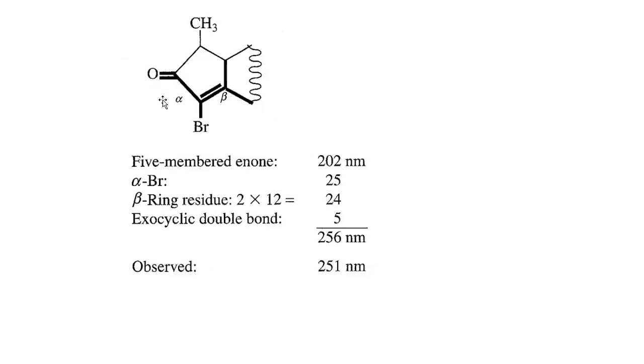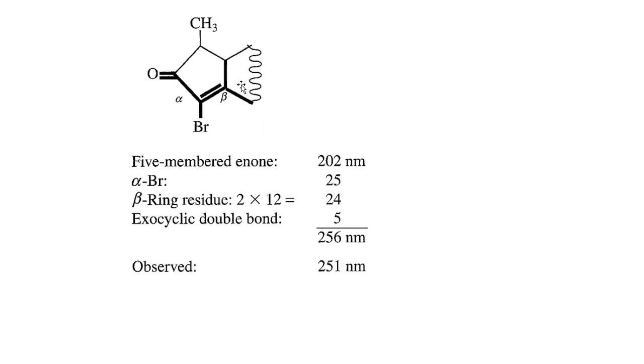Then see this example. It is a 5-membered cyclic enone. It is the alpha position, it is the beta position. You can see this alpha position has a bromine atom, and this beta position has two ring residues. One is this residue and the other is this. Alpha bromine contributes 25 nanometer to the base value of 202 nanometer, which is the base value for a 5-membered cyclic enone. To this we add the contribution of bromine at the alpha position, that is 25 nanometer.